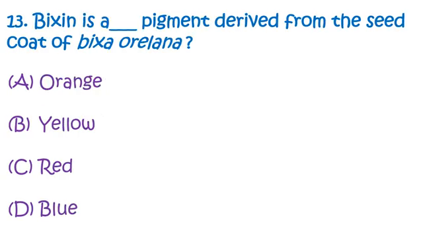Question number 13. Bixin is a dash pigment derived from the seed coat of Bixa orellana. Options are option A, orange; option B, yellow; option C, red; and option D, blue. And the correct answer is option C, red. Bixa is a tropical shrub plant and it is also known as annatto, bixin or butter color. It gives a red color and is normally used in dairy and bakery products as it is soluble in fat.